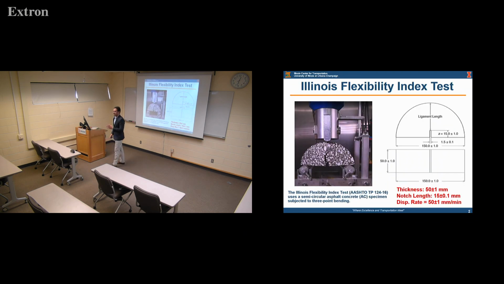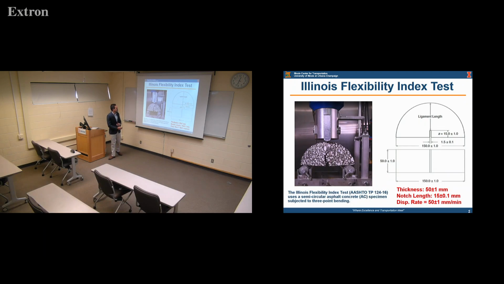Here at the ICT, 4 years ago, we developed the Illinois Flexibility Index Test to evaluate the cracking performance of asphalt mixtures. Basically, this test consists of a semicircular sample that is tested in the 3-point bending configuration, similar to other fracture tests in the literature. We typically cut these specimens from the Superpave gyratory sample, with a 50 millimeters thickness, 150 millimeters diameter, and a 15 millimeters notch length.